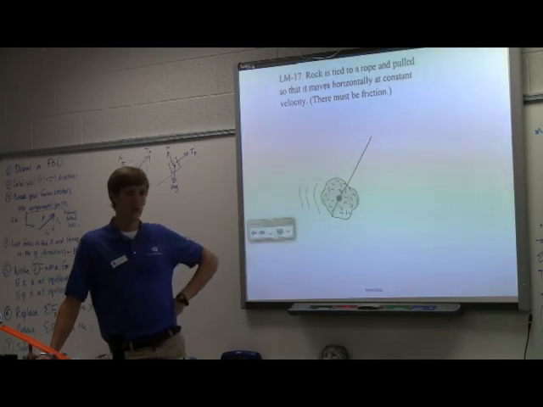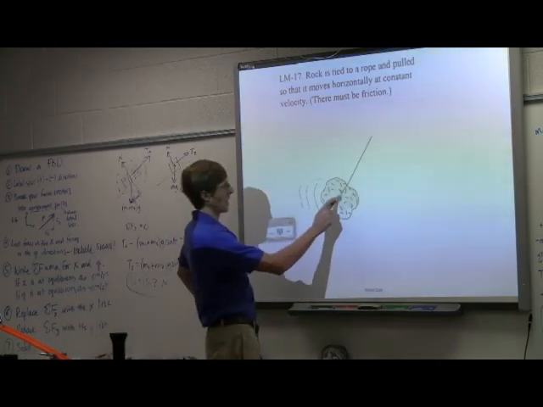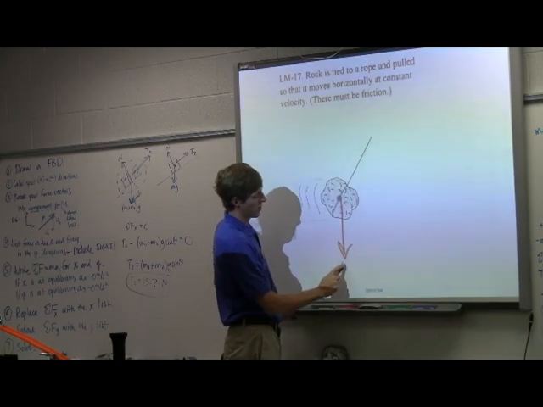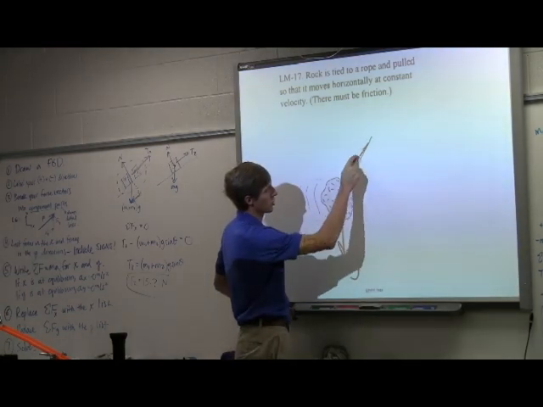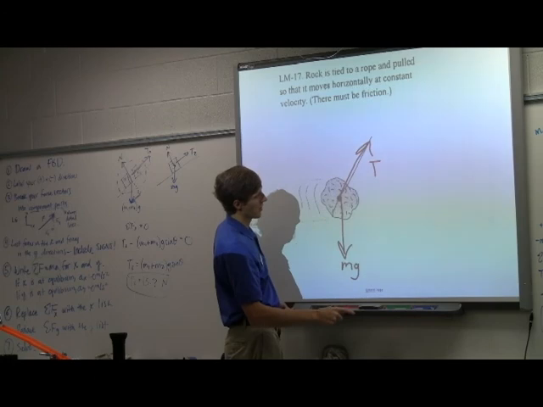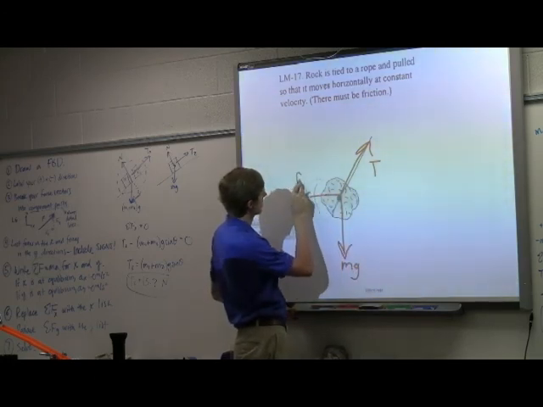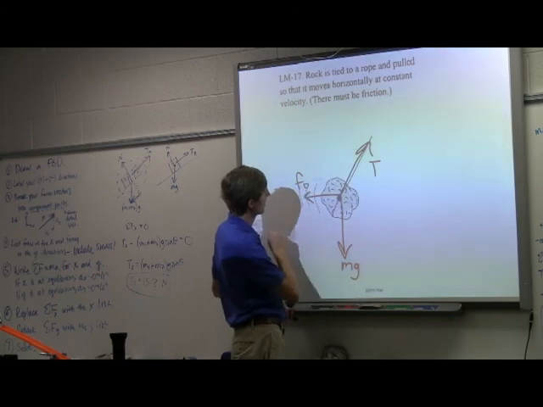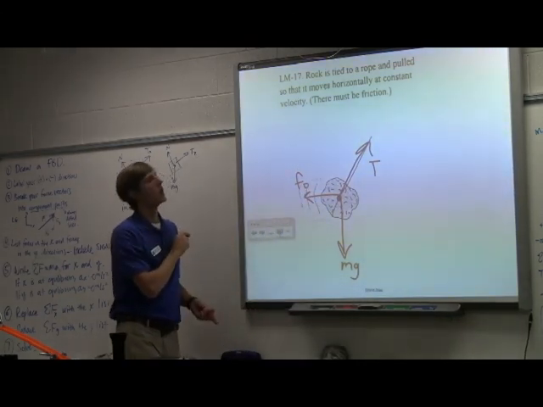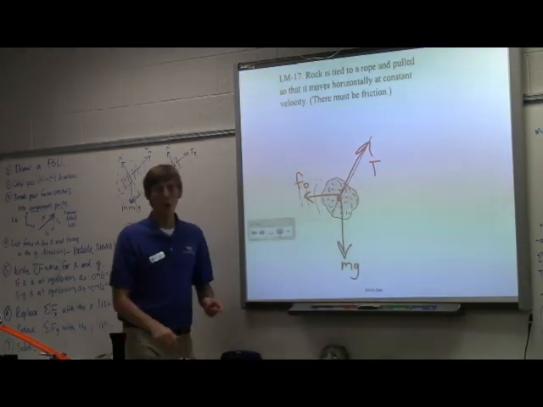What are my forces? Mg is pointing straight down. Yeah. Tension is pointing in the direction of the rope. Yep. And then friction is moving back from the center. Yes. Why back? Because it moves in the opposite direction of the movement you're trying to make. Yes. Okay. Let's talk about why.